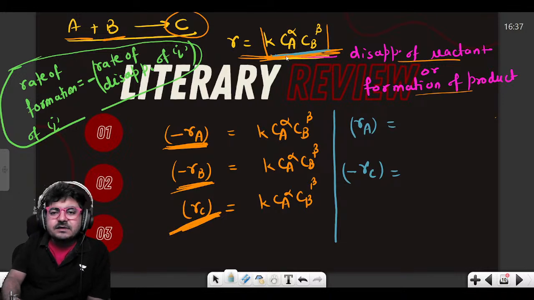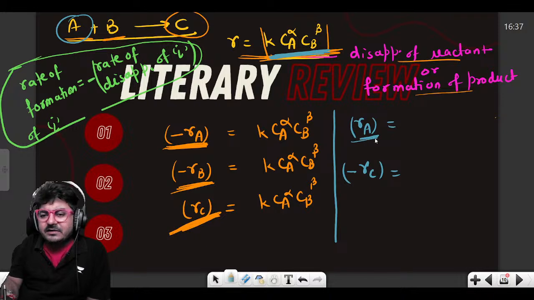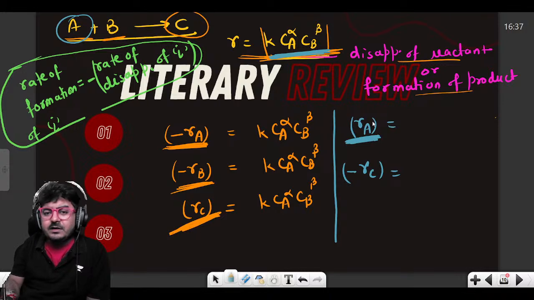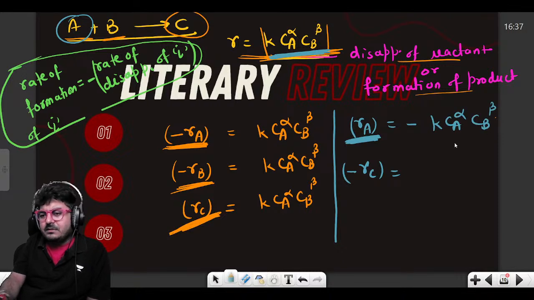Simple. See this. This is representing disappearance of reactant. What is a reactant? But we are interested to write rate of reaction in terms of formation of A. Formation of A, we want to write in terms of formation of A. But this is disappearance of A. So opposite होगा, it will be minus K CA power alpha CB power beta.